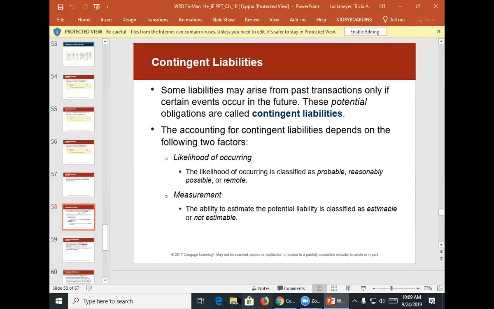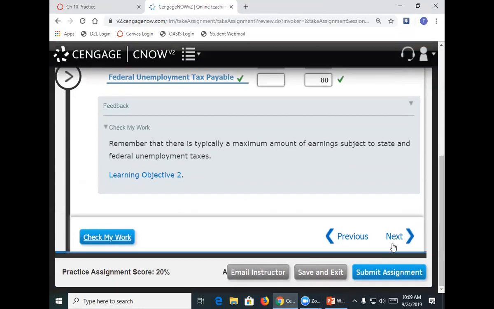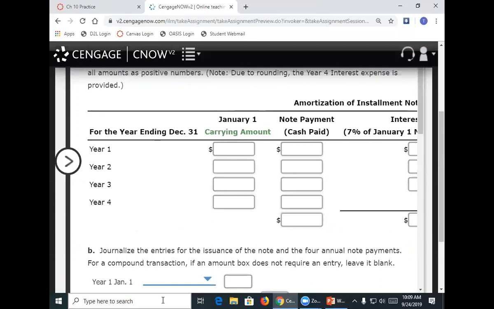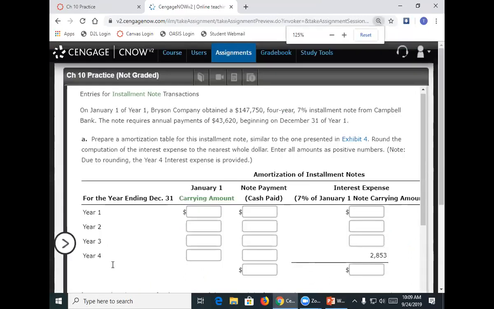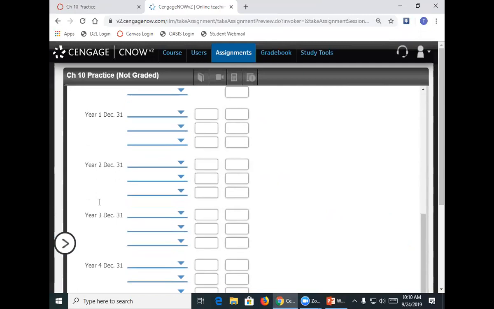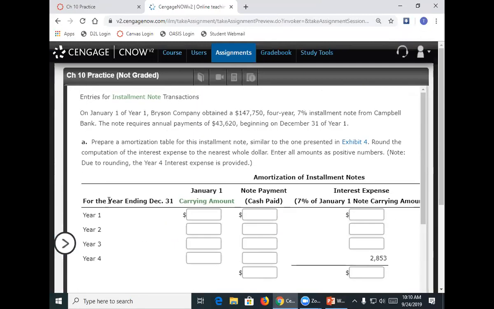Let's switch over and do an example in Cengage. It's our last one. It's not too bad. It looks longer than it really is. It won't take that long. It's just some math. They're going to give us this amortization table, and we're going to calculate it just like what we saw on the previous example.